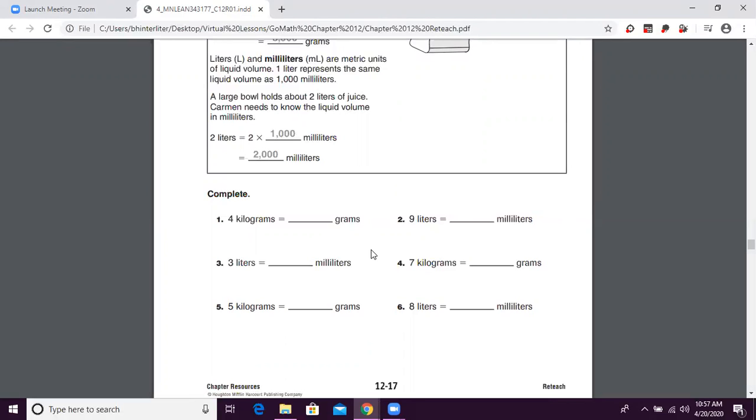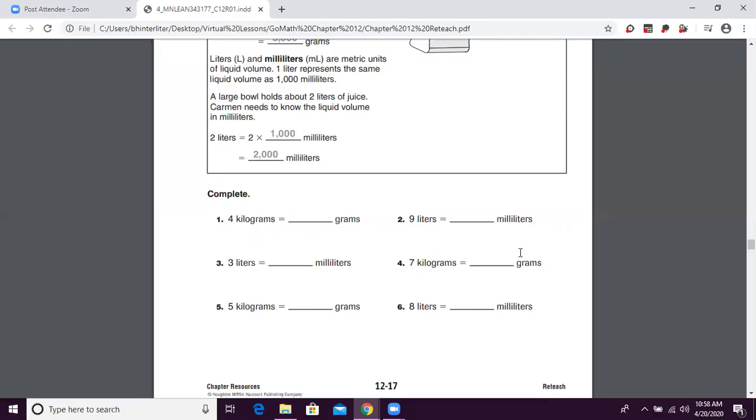That probably didn't take you very long at all because, like we said, we're going to be multiplying by 1,000 for each of these problems below. So for number 2, you should have done 9 times 1,000 equals 9,000 milliliters. 3 times 1,000 equals 3,000 milliliters. 7 kilograms, 7 times 1,000 equals 7,000 grams. Number 5, 5 kilograms, 5 times 1,000 equals 5,000 grams. And 8 liters into milliliters would be 8,000 because we're multiplying by 1,000.